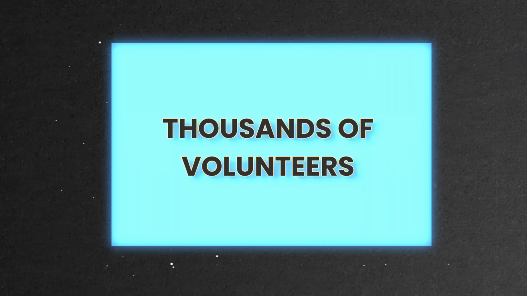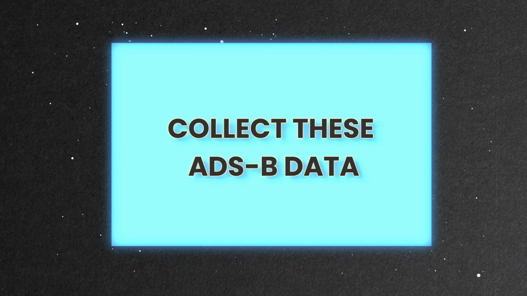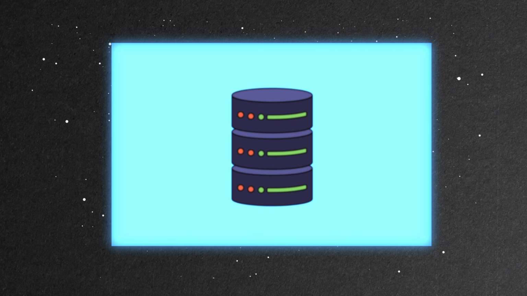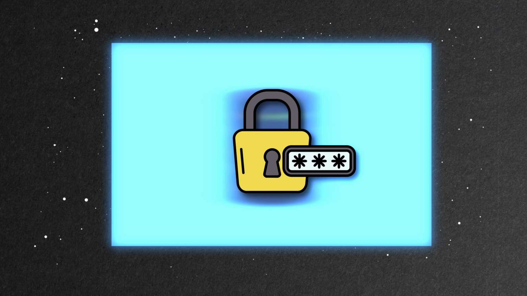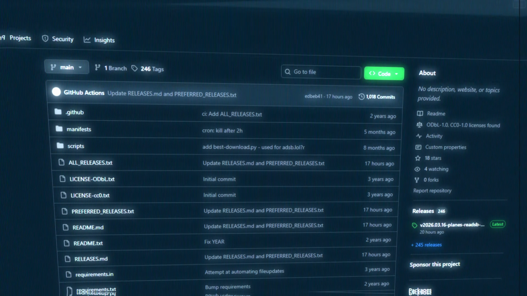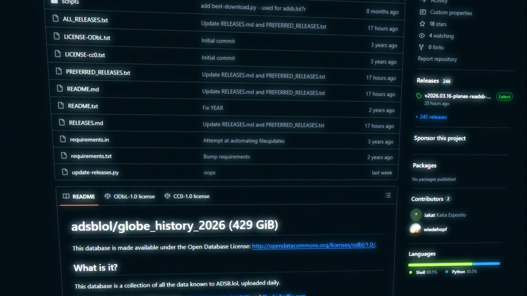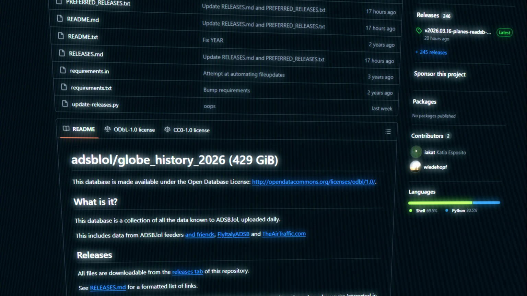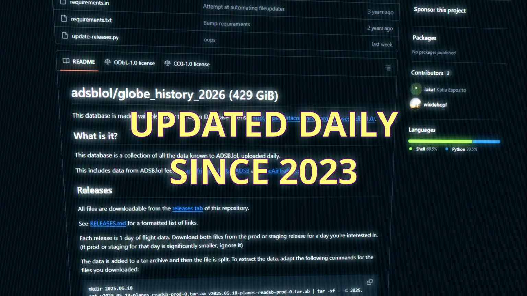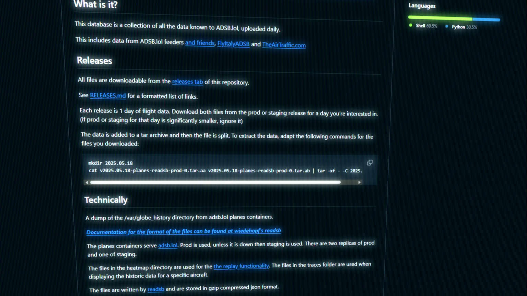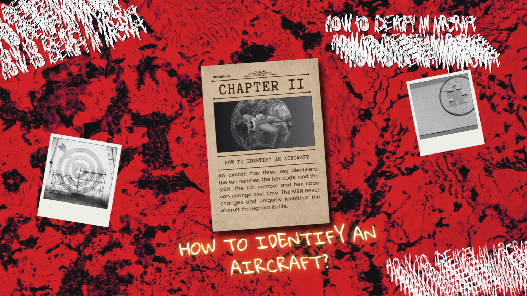Thousands of volunteers around the world collect these ADS-B data and share it online, but access to large historical datasets is often restricted or requires registration. That's what makes ADS-B.log interesting. The project publishes a free dataset of the previous day's flight traces to GitHub, updated daily, created by Katia Esposito. So let's move on with our second chapter.